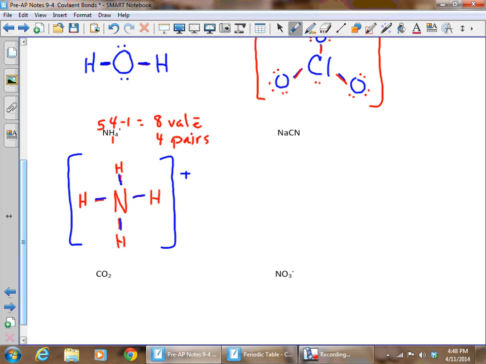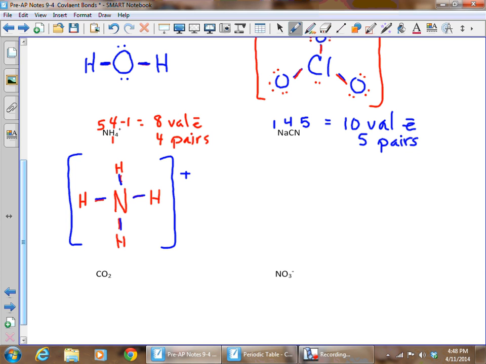So now let's see what happens if we have another little glitch. Let's see what's going on here. We've got NaCN. Do the same thing we've done before. We've got 1 valence electron for sodium, 4 for carbon, and 5 for nitrogen. That gives us 10 valence electrons that we need to show doing something in this bonding process, or 5 pairs of electrons.